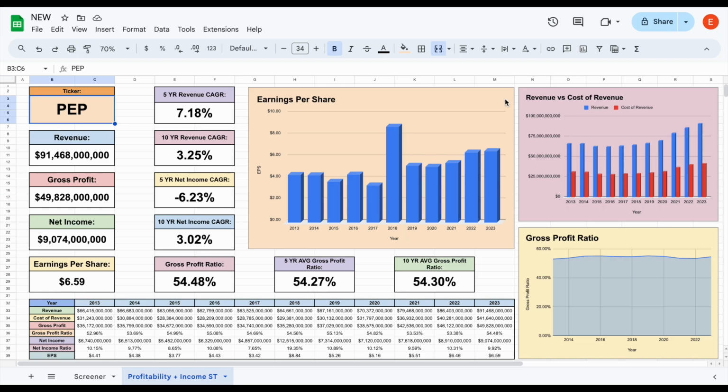I just created an entirely new ticker data spreadsheet that will help automate your analysis of the income statement and better understand the company's profitability. So let's go ahead and break down this spreadsheet.